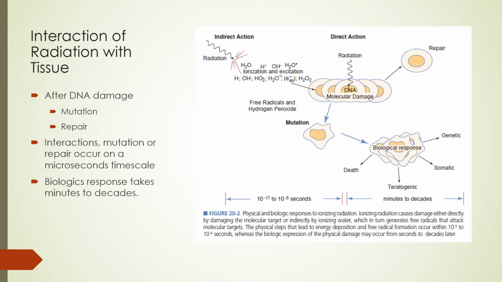Once DNA damage has occurred, either through indirect or direct action, the cell may mutate and then produce a biological response, or the damaged cell may be able to repair itself. Radiation interactions and mutations or repairs can occur in microseconds, while biological response may require minutes or decades to occur. The severity of a biological response depends on what cell function was affected. Some functions are minor, while others, such as cell division, are critical. It is also common that cells with more damage die during mitosis and thereby eliminate the potential for future biological response.